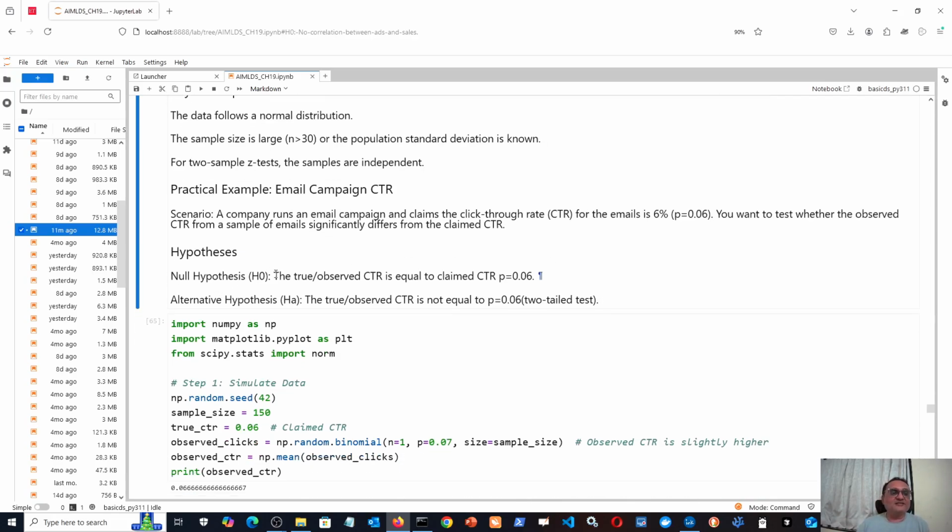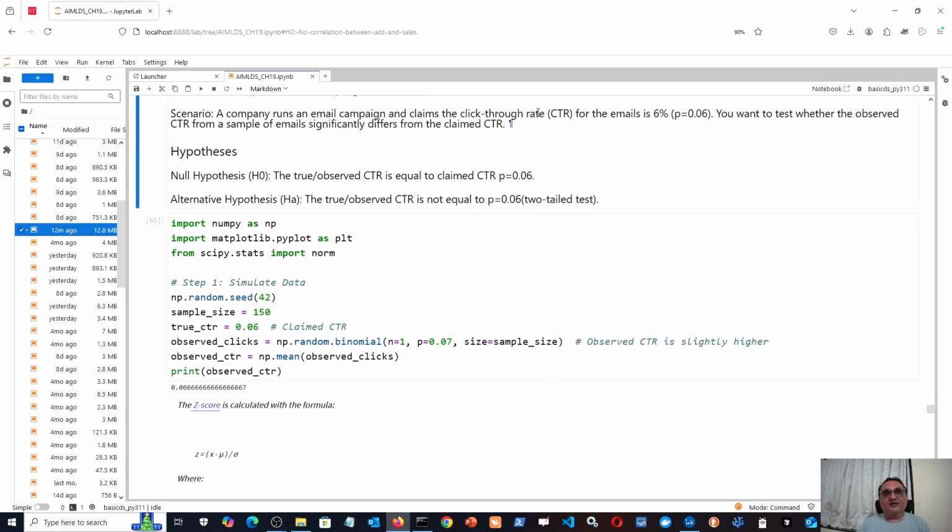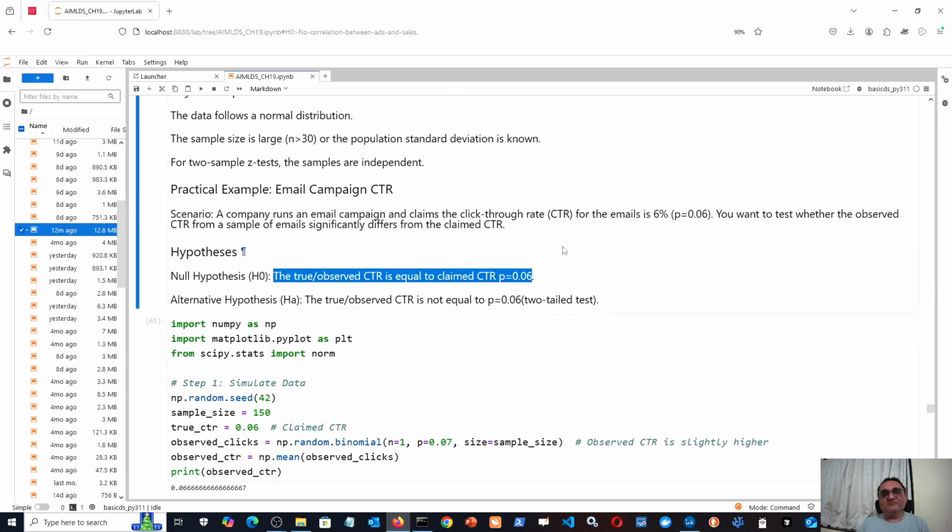So what is the hypothesis? That the true or observed click-through rate is equal to the claimed click-through rate by the company. Observed is when you test using that sample. So you test using one small sample, and the null hypothesis says that yes, the company has not done any manipulation with its data, and it is actually what the company has claimed. That kind of situation is there. So the null hypothesis always means everything is fine. No manipulation has been done. The marketing company is not lying, right?